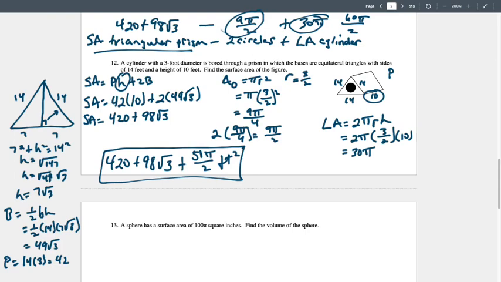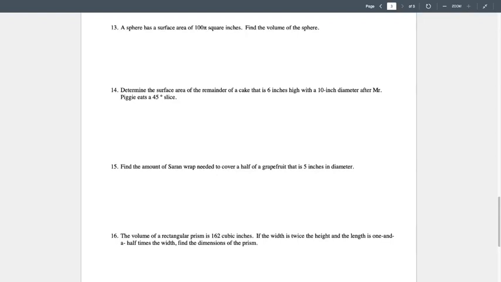All right, let me do another one. Okay, on this one, I'm not even going to draw a picture. It gives me a sphere has a surface area of 100 pi square inches, and it wants me to find the volume. So I know I've been given the surface area, and that formula is 4 pi r squared. I'm going to plug in what I know. So 100 pi equals 4 pi r squared.